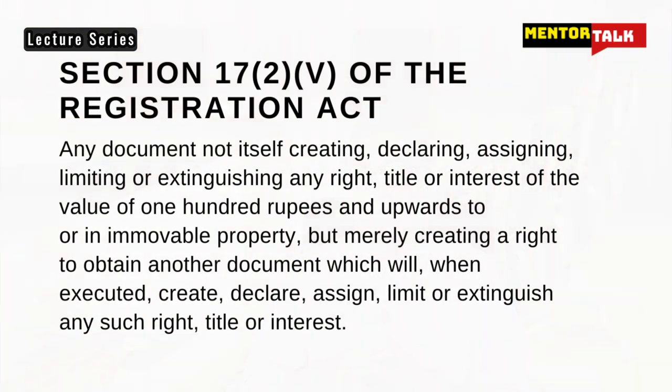It should be in front of you, the text of the section. Section 17(2)(v) reads: any document not itself creating, declaring, assigning, limiting or extinguishing any right, title or interest of the value of 100 rupees and upwards to or in immovable property, but merely creating a right to obtain another document which will, when executed, create, declare, assign, limit or extinguish any such right, title or interest. So, if you read it again, it makes it very clear that the documents falling in this category of exceptions are not compulsorily registrable because they are not creating any interest per se.